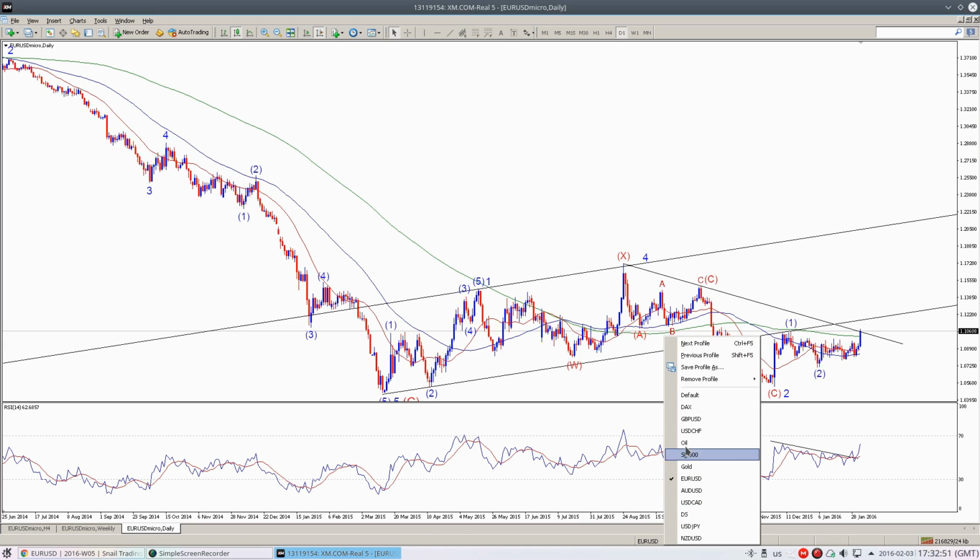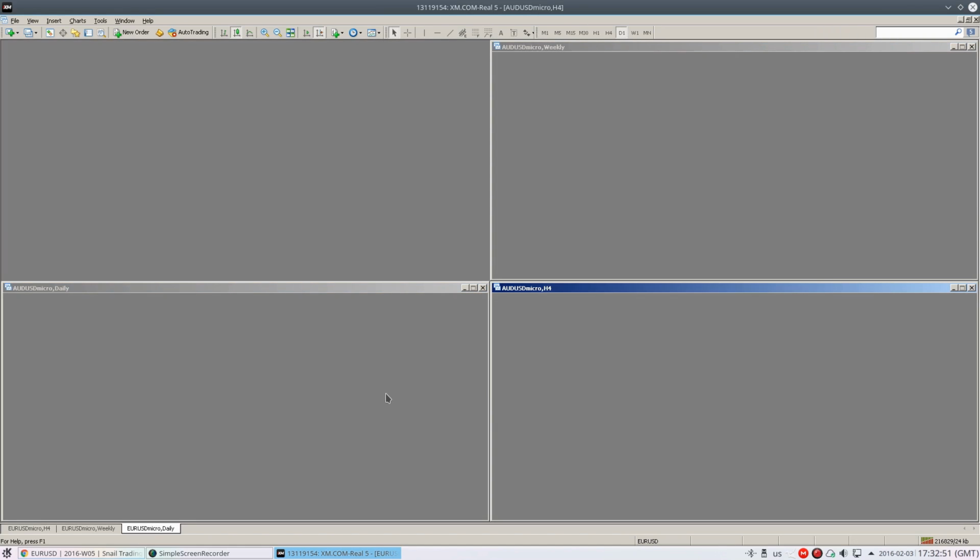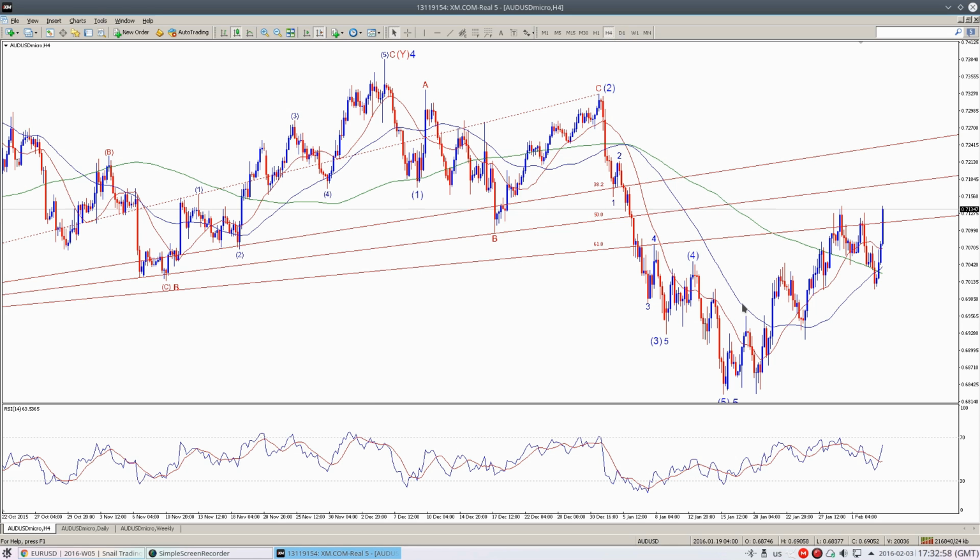Let's go to the Australian dollar. The situation is the same. The rebound simply does not stop. We have overlapping waves here, and a break above this trend line.